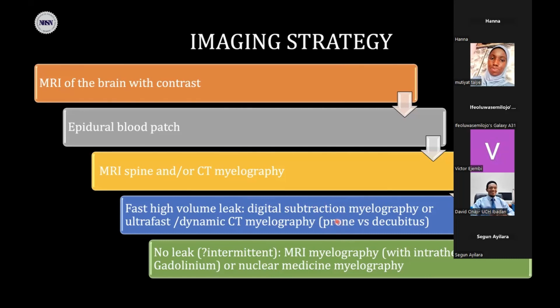However, if your MRI is positive and your spine imaging is negative, then you have to place the patient in the lateral decubitus position, because either the patient has a type 3 or a type 4 kind of CSF leak. If you are having no leak at all, or it's thought to be intermittent, then MRI myelogram with intrathecal injection will be important, as well as considering nuclear medicine studies.